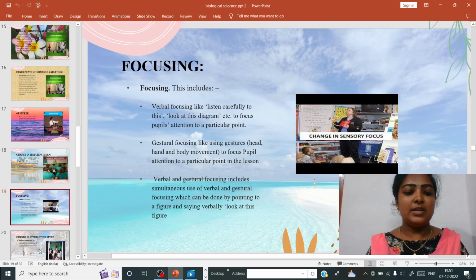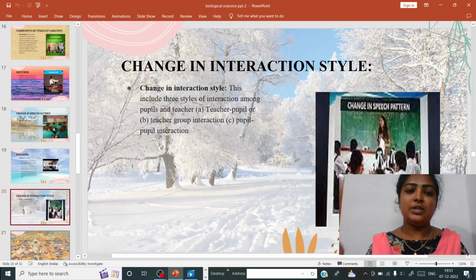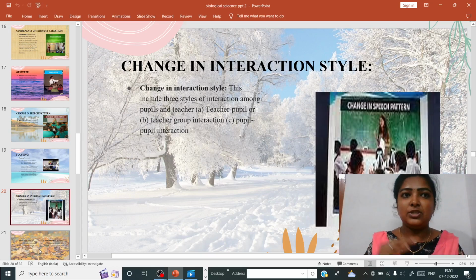After that, the change in the interaction. There are three types of interaction: pupil-teacher interaction, teacher-pupil interaction, and pupil-pupil interaction. These come under the change in the interaction session.